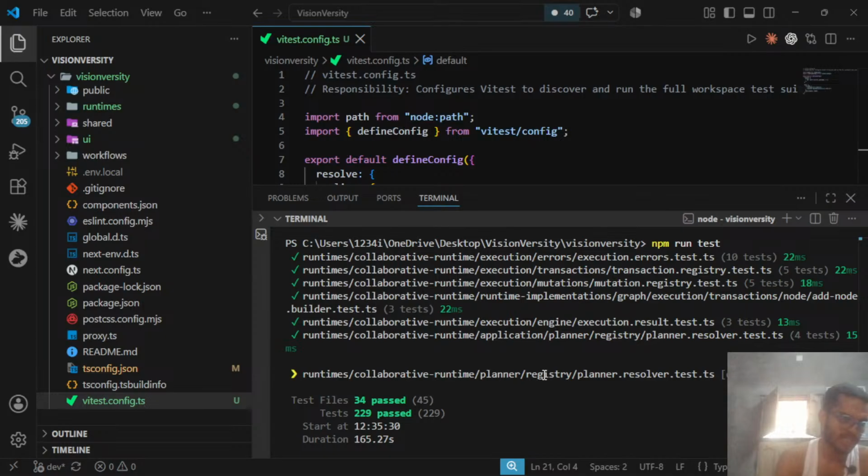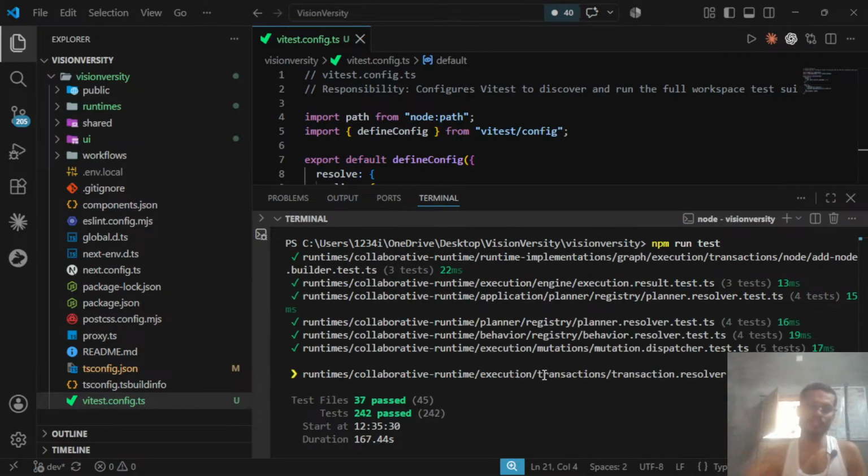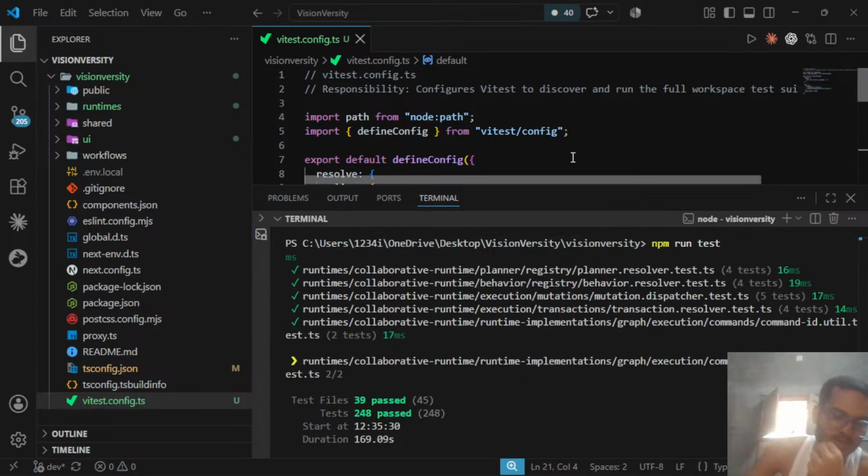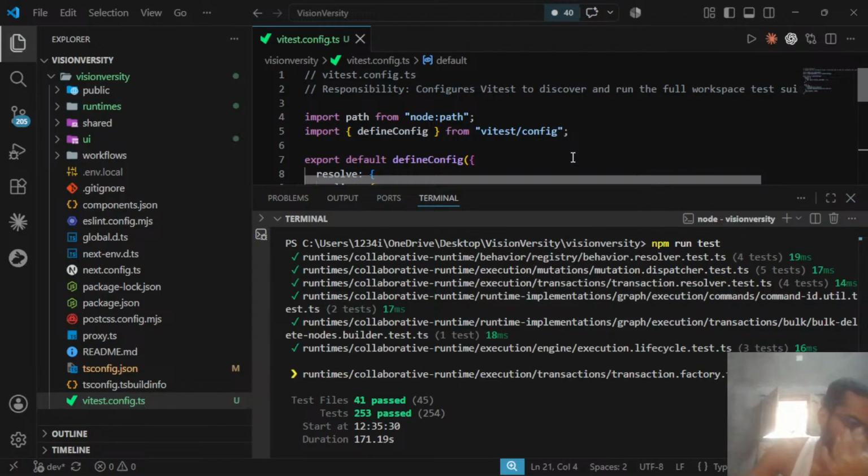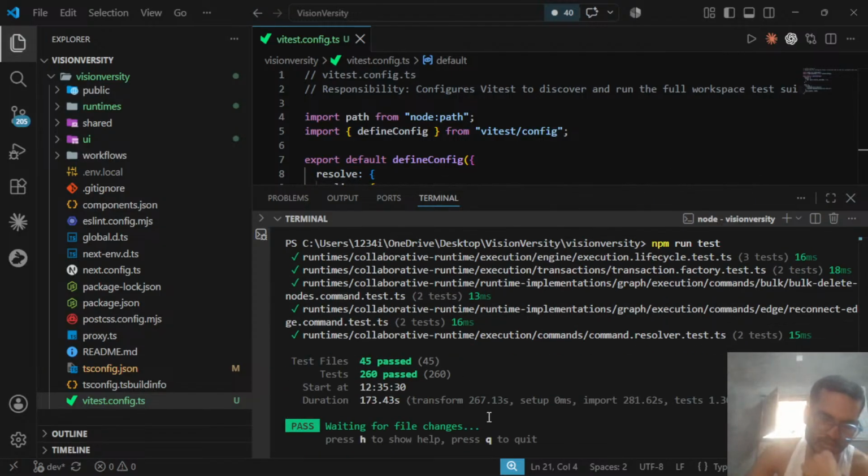Yes. So the issue was that Vitest could not configure the alias. If you look, I have 45 test case files and 260 cases. Everything passed, which means my integration is correct.